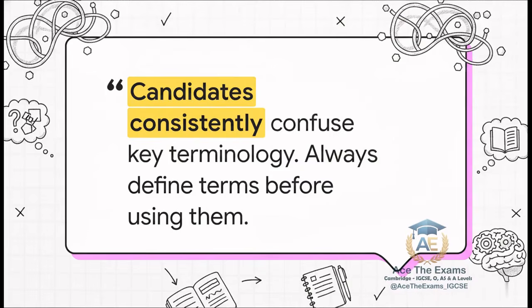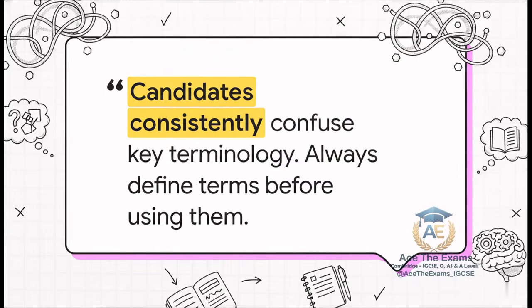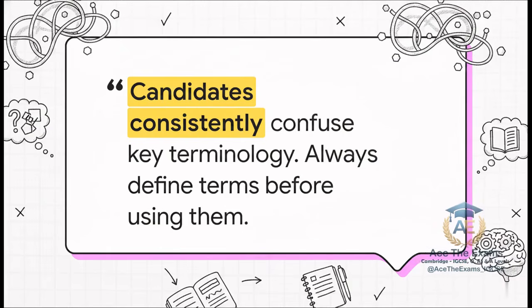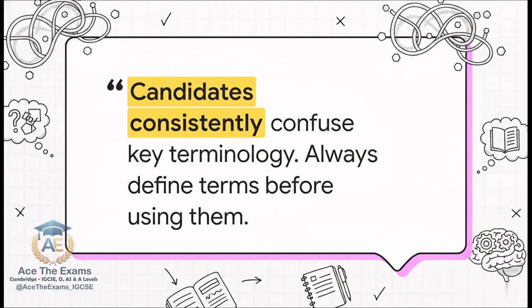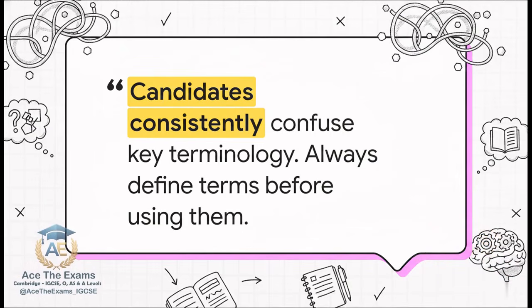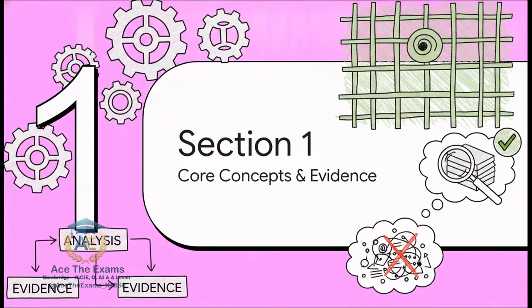And hey, this isn't just my opinion. The Cambridge Principal Examiner reports stated incredibly clearly: candidates consistently confuse key terminology, always define terms before using them in extended responses. This is the ultimate proof of why normal rote memorization revision just completely fails. The examiners are explicitly telling us right here that students are bleeding marks simply because they don't lock down their definitions before diving into their analysis of cellulose structure. All right, let's dive right in.